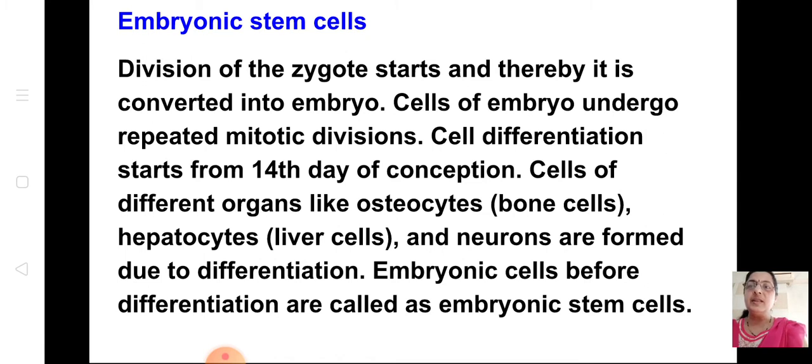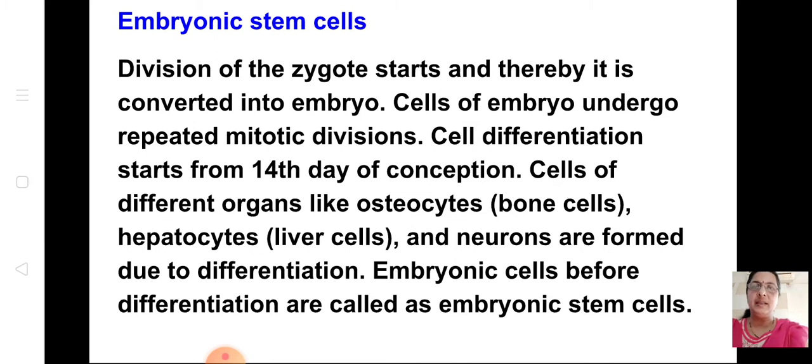Then cells of the different organs like osteocytes, that is the bone cells, hepatocytes, the liver cells, and neurons are formed due to differentiation. So from the stem cells, what all do we form? Bone cells, liver cells, and neurons are formed, from the 14th day of conception. Once the zygote is formed, there will be division and multiplication of the cells. And first, what all cells will be formed? Osteocytes, hepatocytes, and neurons are formed due to differentiation.